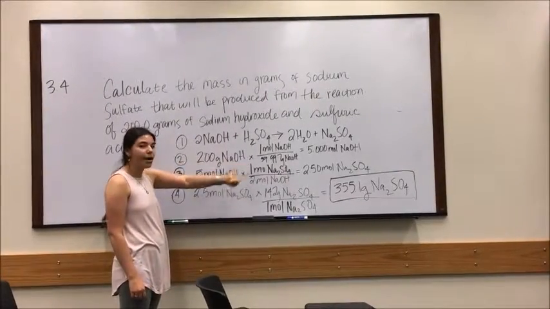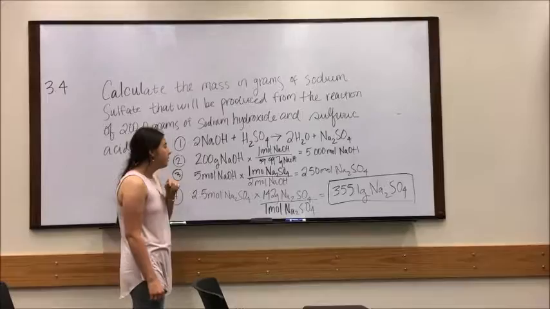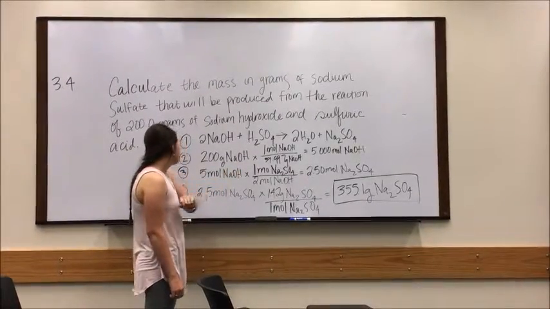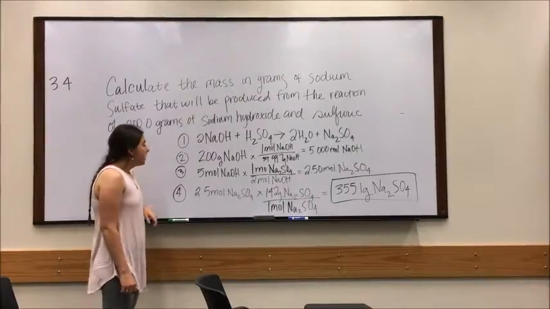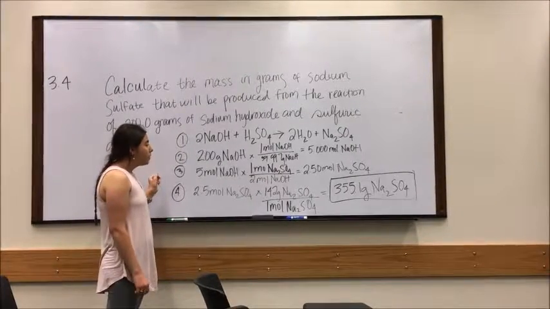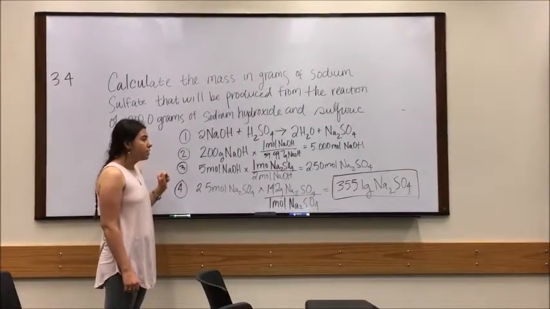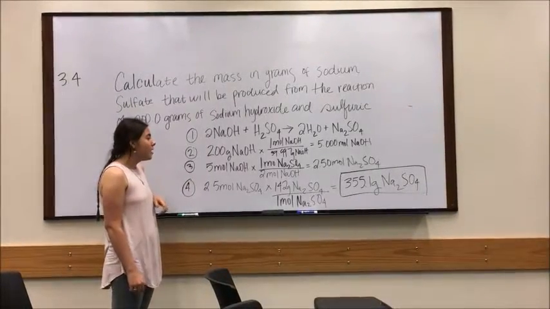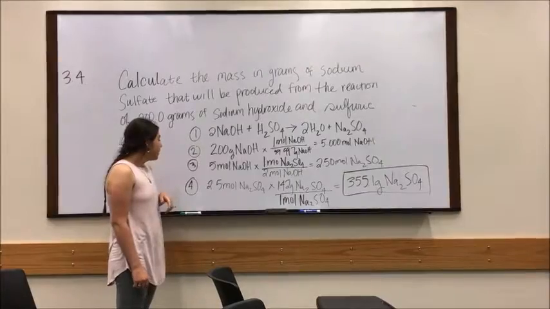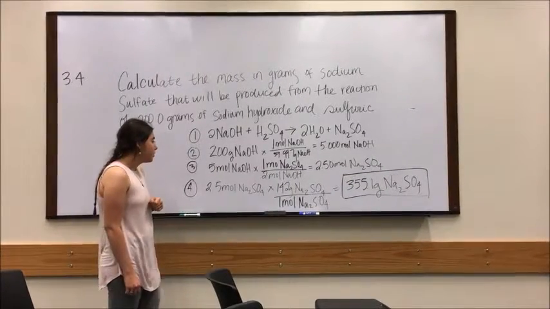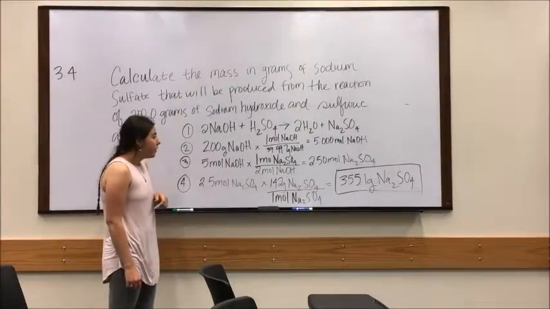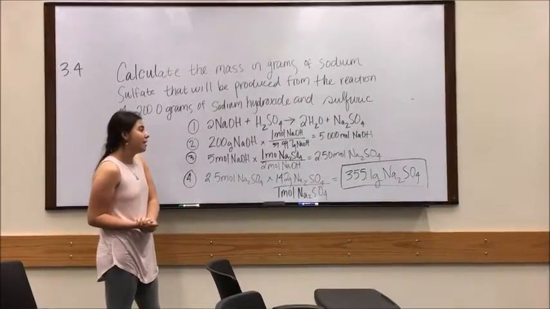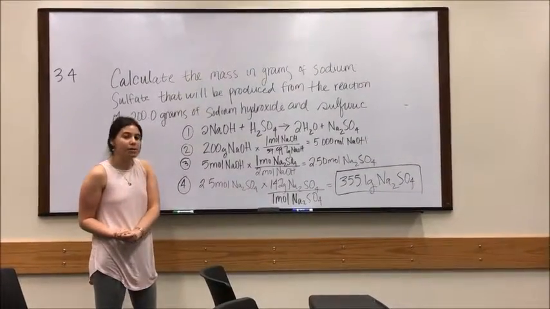Then you convert the given number of grams to number of moles of the reactant by dividing it by the molar mass of sodium hydroxide, which is 40 grams, and you get that there are 5 moles of sodium hydroxide. The next step is to convert that amount of moles to the moles of sodium sulfate by multiplying it by the mole ratio, which is 1 to 2, and you get that that's 2.5 moles of sodium sulfate. Then to find the number of grams, you multiply by the molar mass of sodium sulfate to get 355.1 grams.